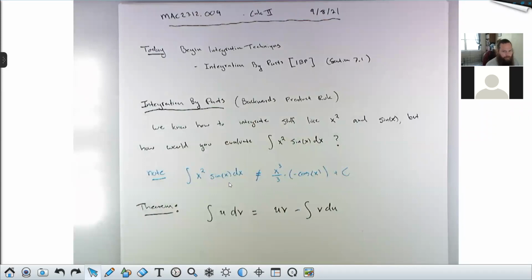Now here, u and v are both functions. So dv is a differential. It's going to involve some function stuff. And du is a differential. It's going to involve some function stuff.